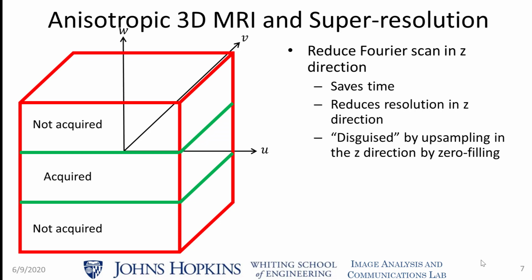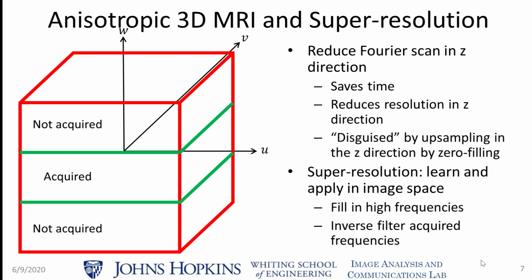What is the goal in super resolution then in 3D MRI? Well, the goal comes from a typical ploy in acquisition, which is to reduce the acquired K-space in one of the dimensions, in this case the Z direction. Why would you reduce the number of acquisitions in the Z direction? Is to save time. But of course, by saving time, the resolution is reduced in the Z direction as well because you're not acquiring the high frequencies. This is often disguised when you get a scan because it's upsampled in the scanner by zero filling in the missing frequencies. That doesn't really change the underlying resolution, it simply changes the digital resolution.